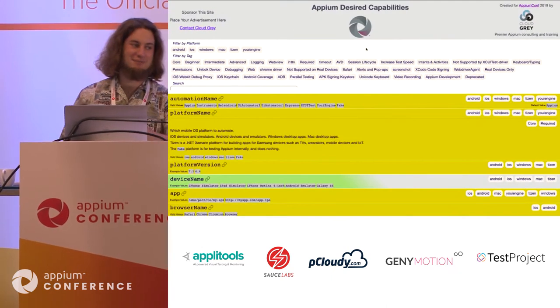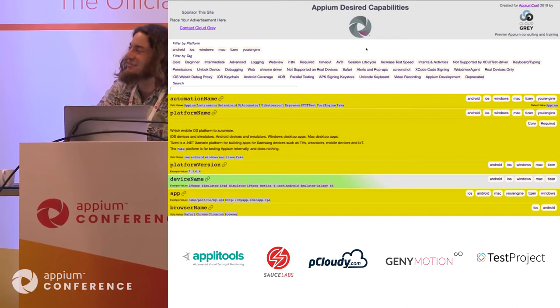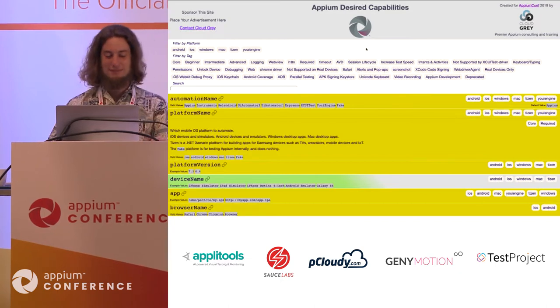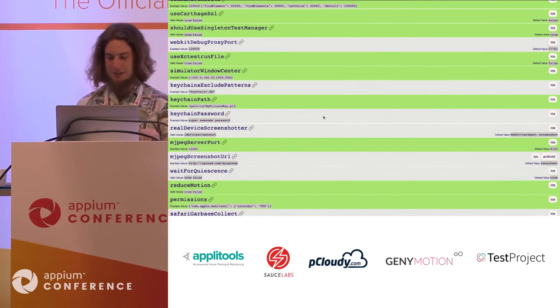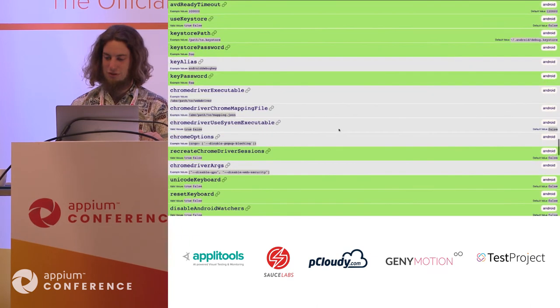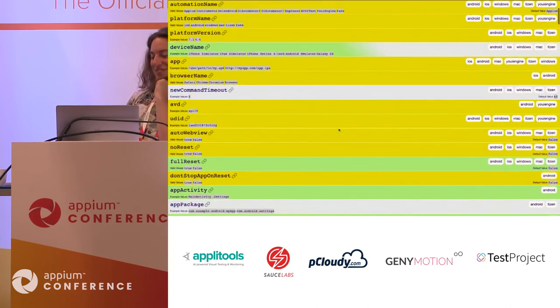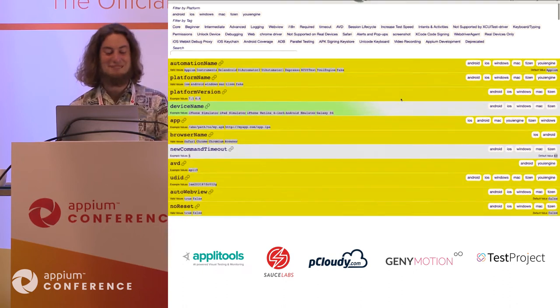Here we go. I am not a designer. This is after several people helped me out. But we do have all the desired capabilities. These are all of them. The green ones are Android, and the silver ones are iOS, and the yellow ones are all of them. And there's a couple special ones that are only iOS, and it's a nice crossfade here. I'm pretty proud of that.